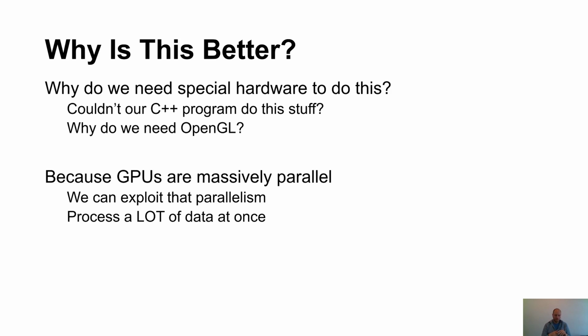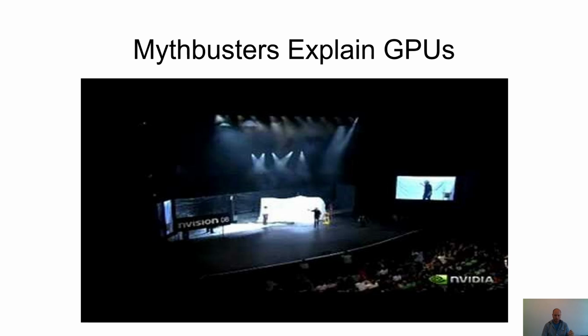So why is this better? Why not just use C++? Why do we need OpenGL? Why do we need the CPU? Again, GPUs are just designed for this stuff. It's so much better. We can exploit parallelism. We can process a lot of data.